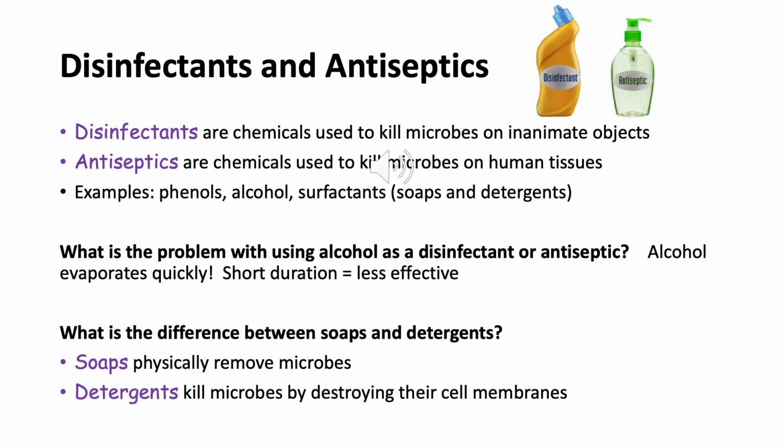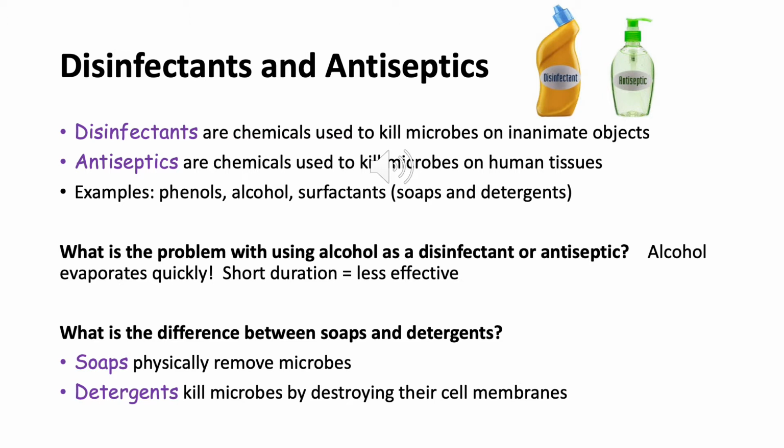So disinfectants are chemicals that are used to kill microbes on inanimate objects. So on surfaces, on tables, these are the products that you would use for cleaning, for example. On the other hand, antiseptics are chemicals that are used to kill microbes on human tissues, so on living skin, for example.